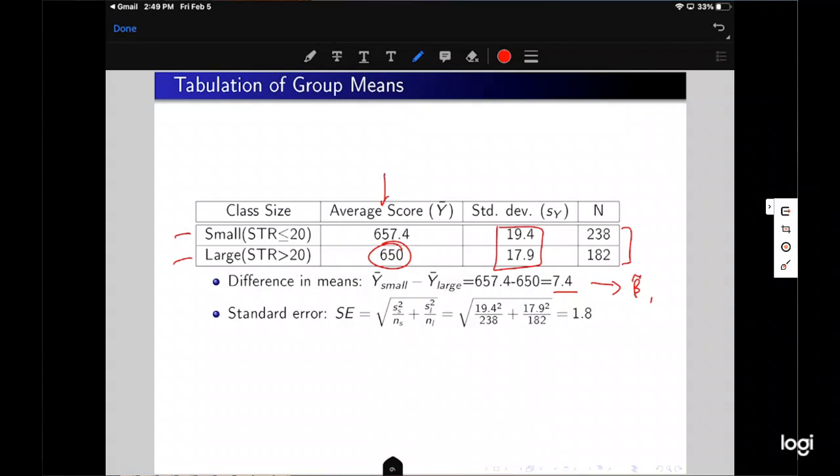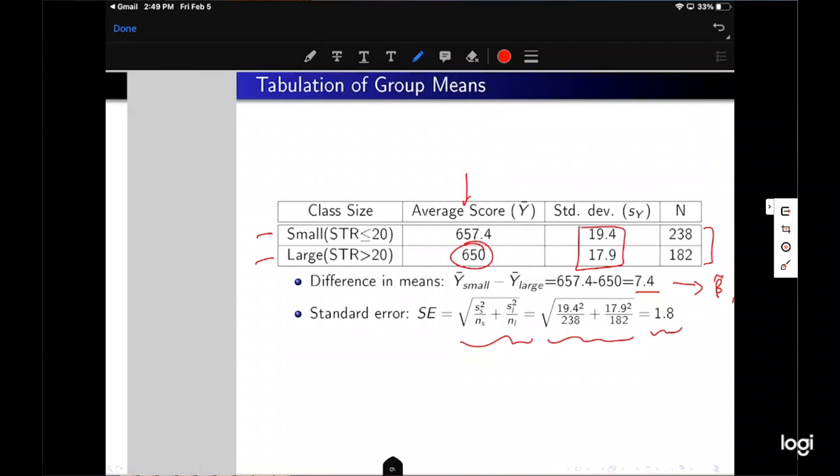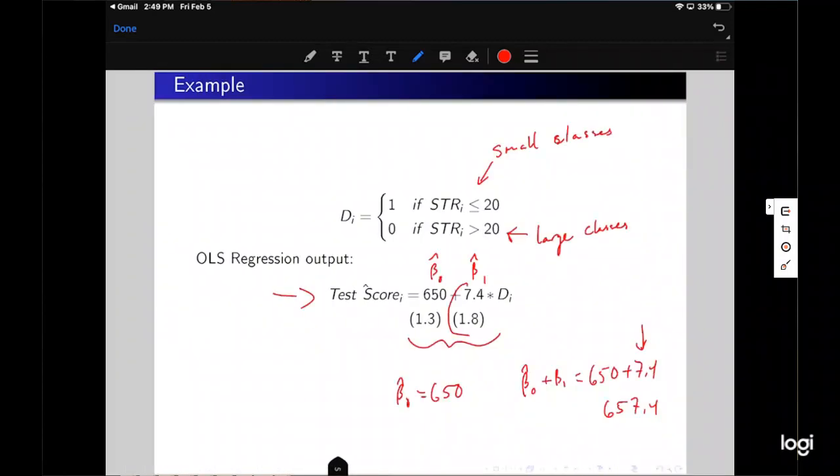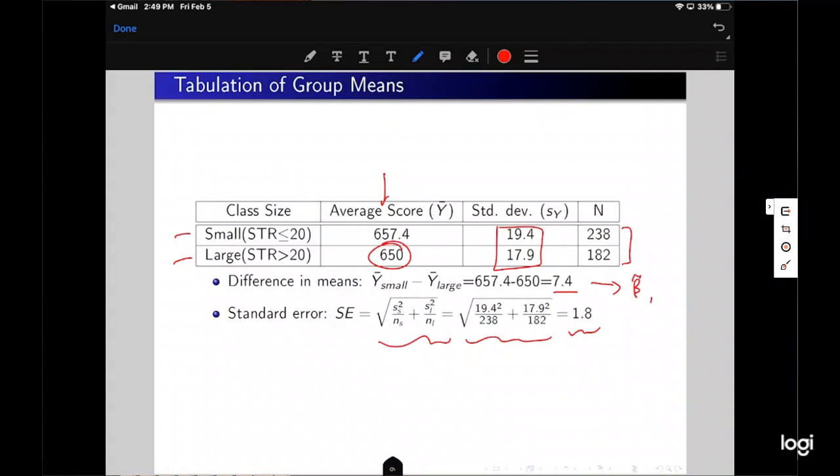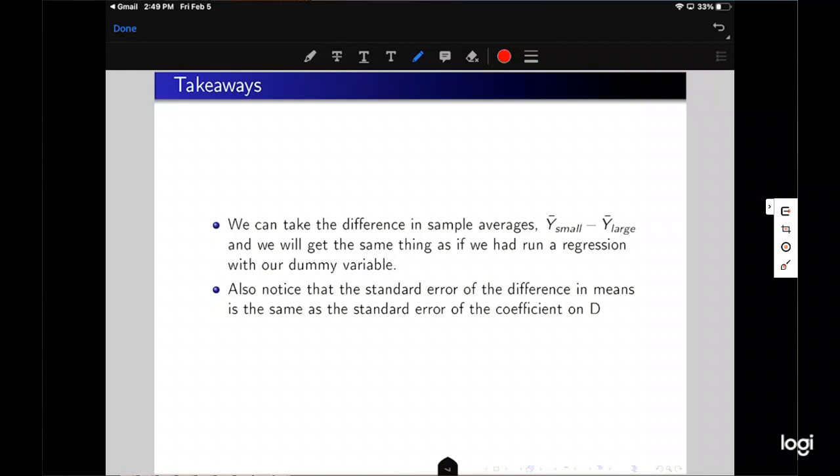The standard error formula for a difference in means is given here. And when we plug all these values in, we get 1.8. And so we can go back and look, and we get the same values from our regression output, 7.4 and 1.8, that we do when we do this by hand. So the takeaways: we can take the difference in sample averages, y bar small minus y bar large, and we will get the same thing as if we had run the regression with our dummy variable. We should also notice that the standard error of the difference in means is the same as the standard error of the coefficient on D estimated with a regression package.